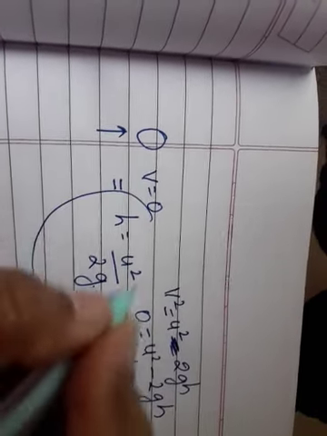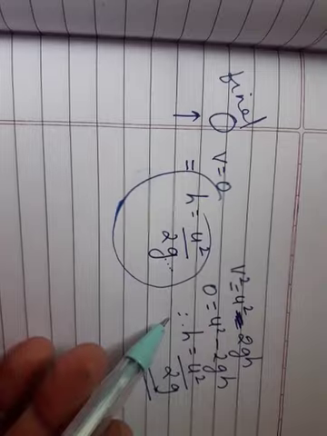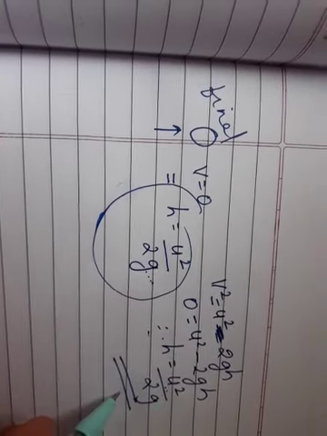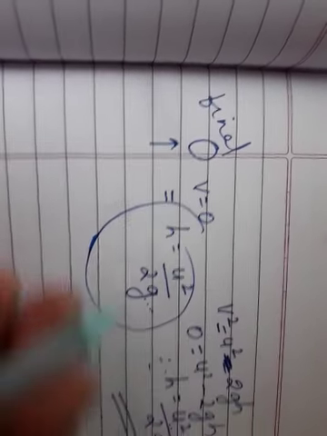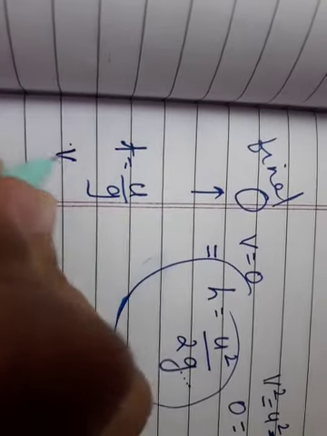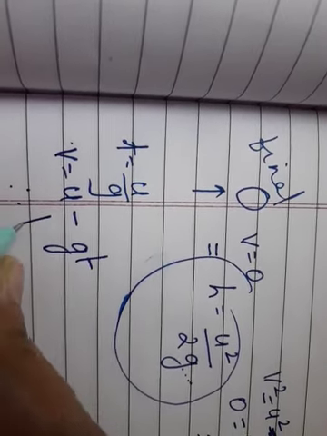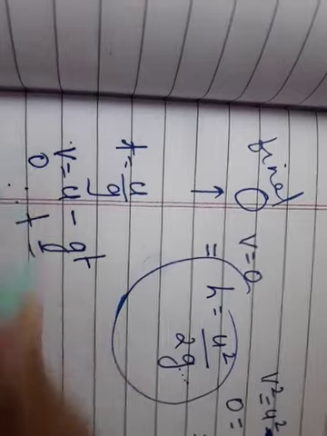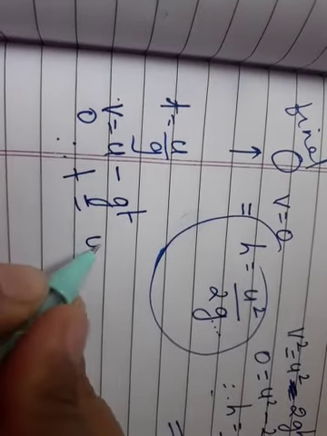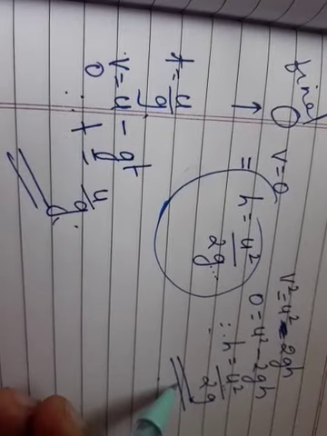So at the final point, this is the maximum height which it can reach, u square upon 2g. And the time taken will be t equal to u upon g, which is taken from the formula v equal to u minus gt. Here v becomes 0, so t equals u by g. This is the time, this is the height.